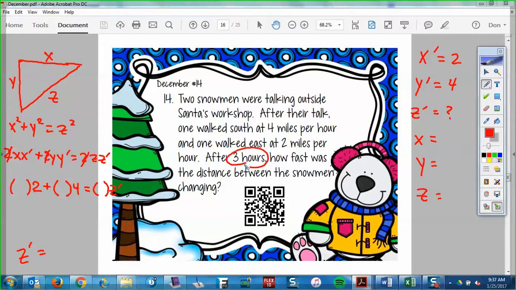That's the key, right? So 4 miles an hour going south in 3 hours, so that means y will be 12. And 3 hours at 2 miles per hour, that's going to be 6. So x is going to be 6. So you can put those back into here. 6 squared, 36, plus 12 squared, 144 is 180. Square root of 180 would be the z. So back to this. So for my x, I could put 6. For my y, I could put 12. For this, I could put square root of 180.